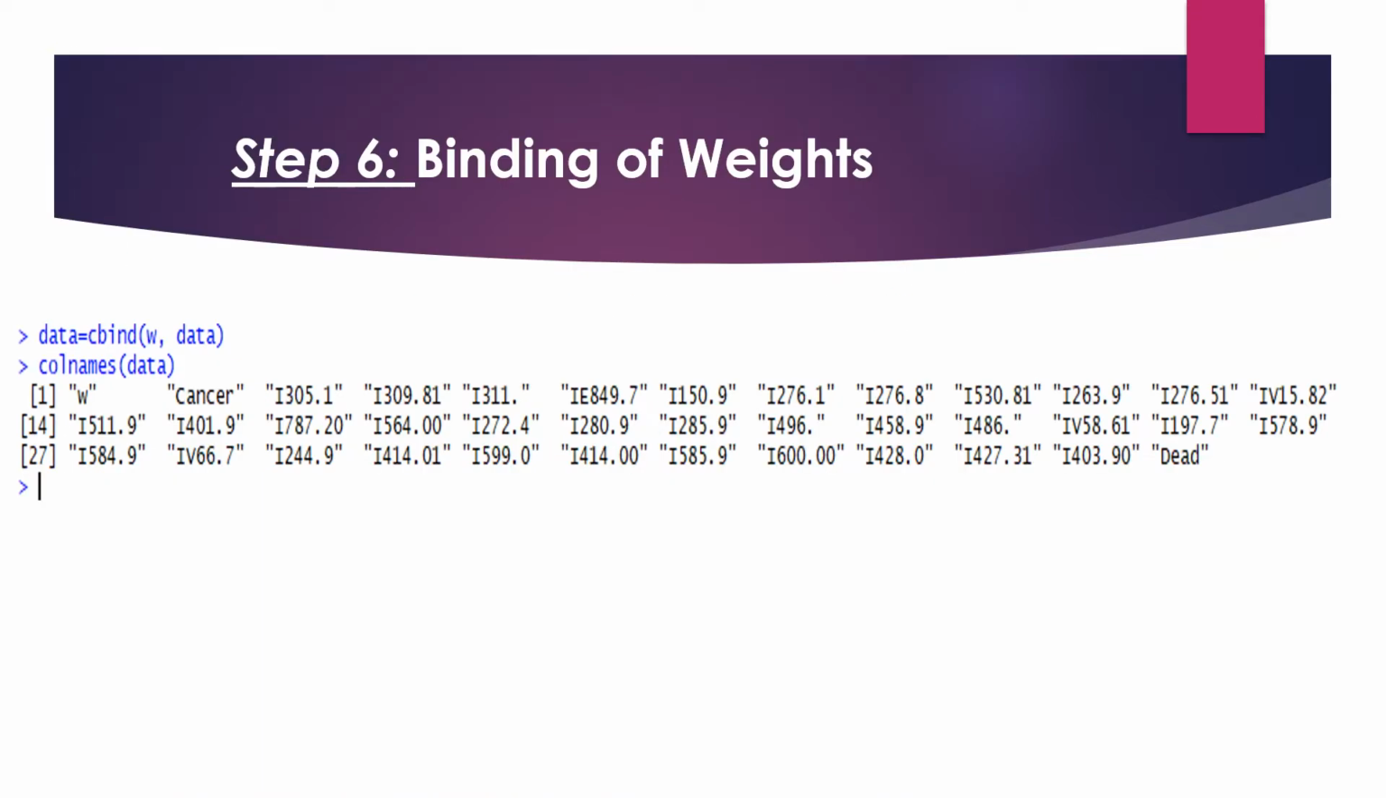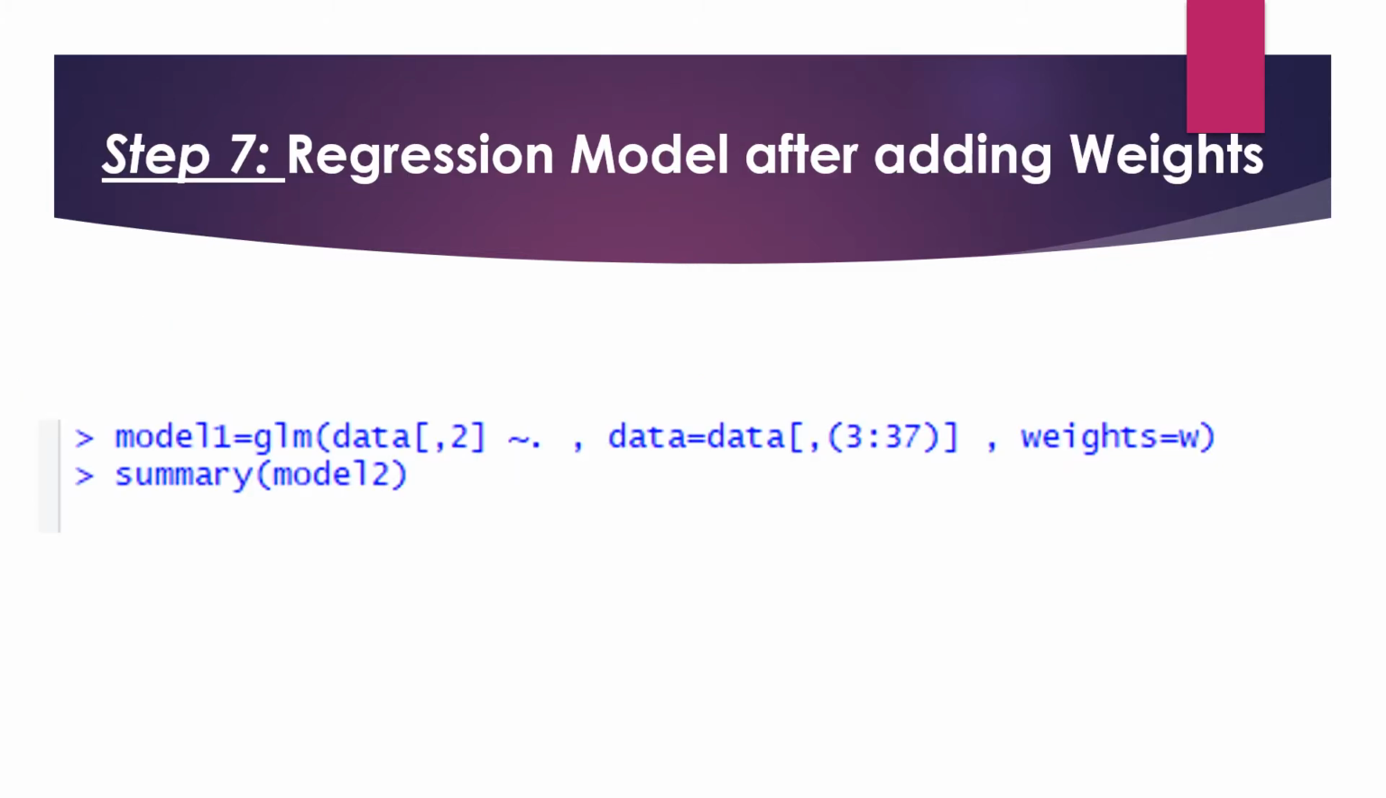Now we need to bind the calculated weights to our variables in order to build the regression model with weights. You use the following R code, cbind, which binds the calculated weights to the variables. The column names display the entire data after binding the weights. Finally, we build the regression model after adding weights using the following R code. The number 2 is the second column from our data, which is the cancer column, and the numbers 3 through 37 are all the comorbidities or the predictors.